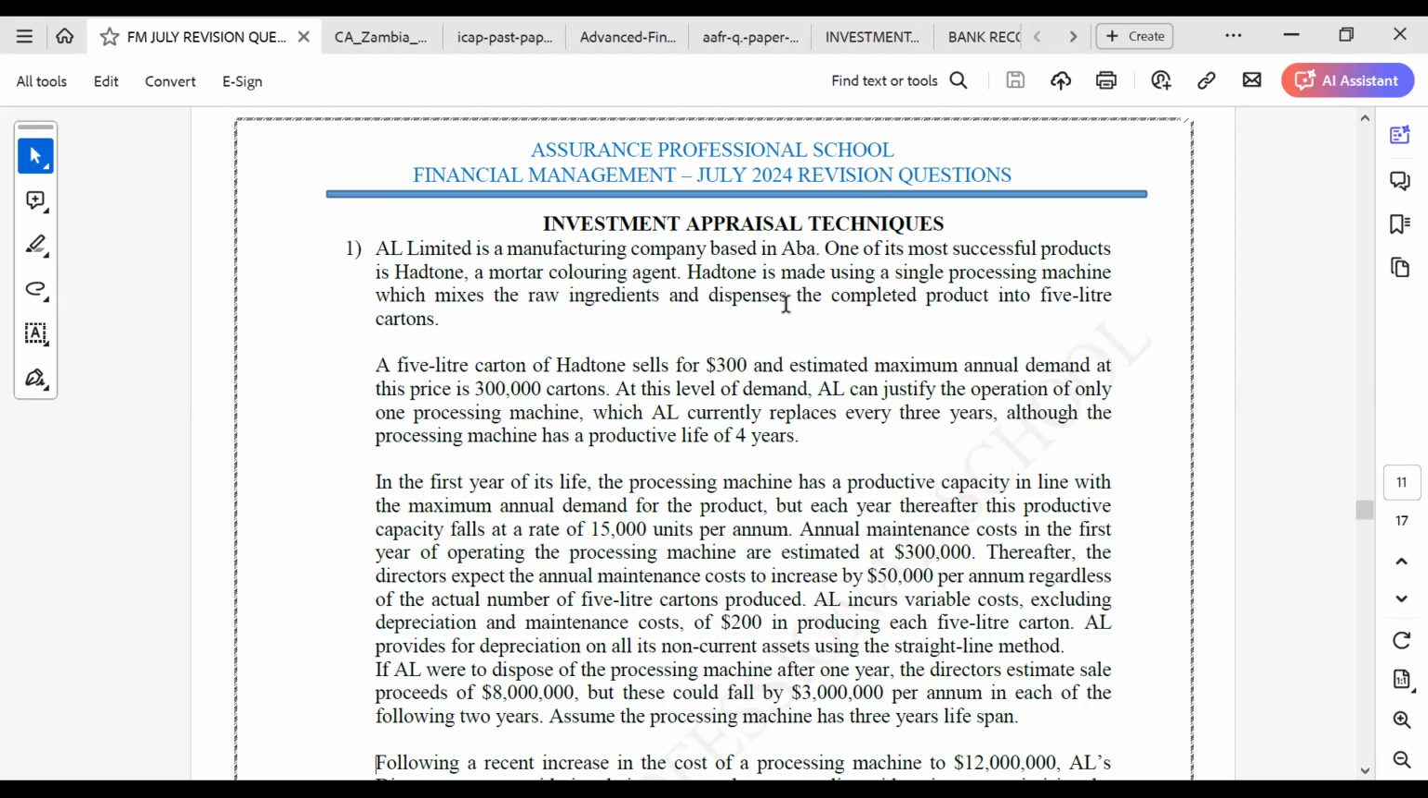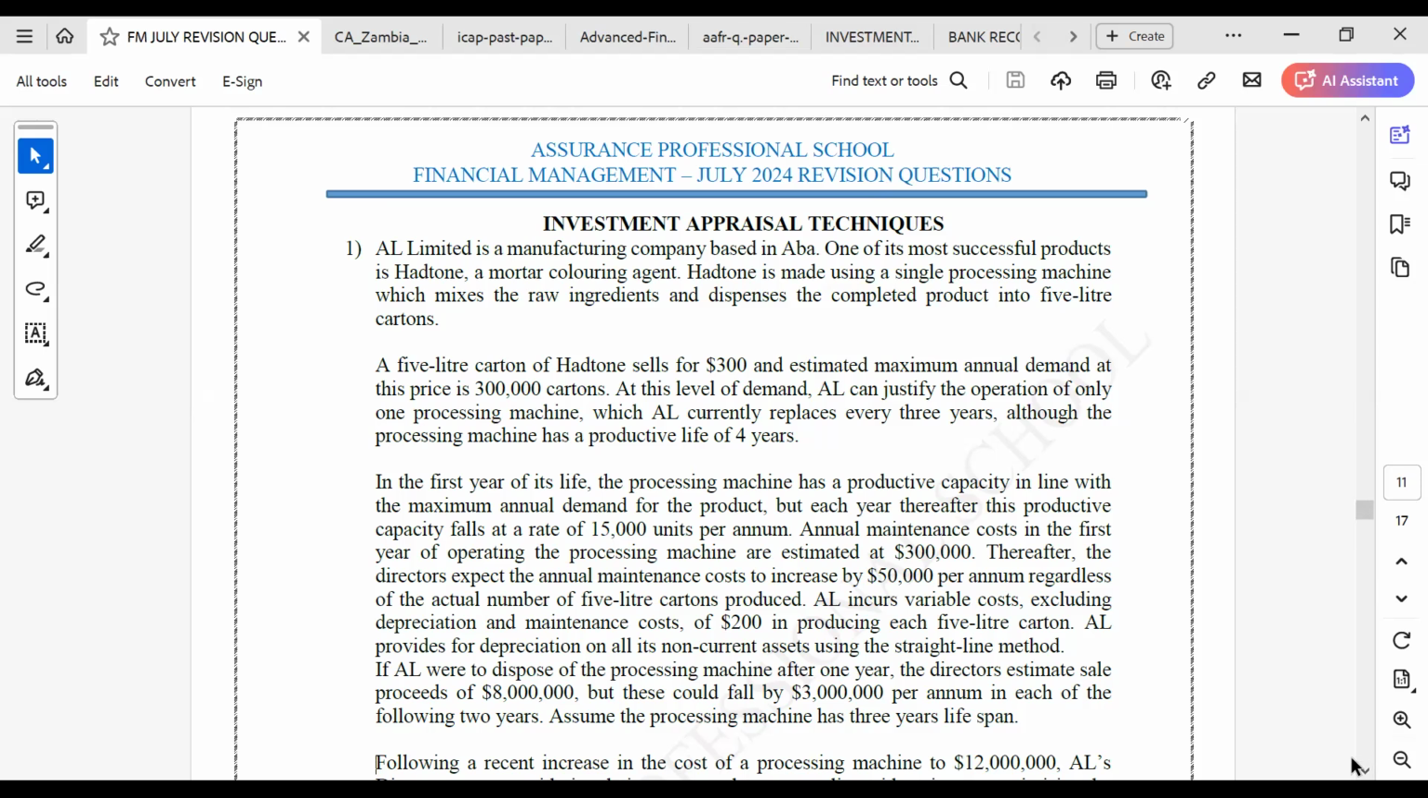AL provides for depreciation on each non-current asset using the straight line method. If AL were to dispose of the processing machine after 1 year, the directors estimate sale proceeds of 8 million. This could fall by 3 million per annum in each of the following years, assuming the processing machine has 3 years.